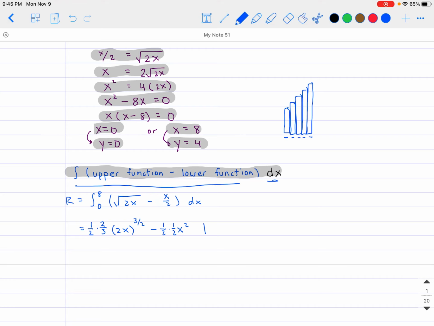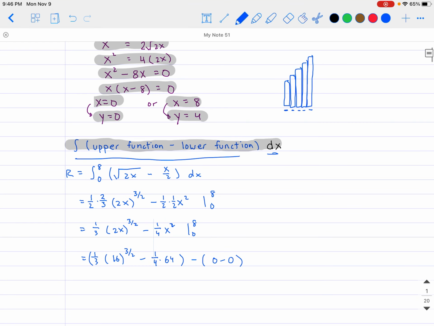And now we look at the boundary from 0 to 8. So we'll just go ahead and clean this up a little bit before we actually plug everything in. That's going to give us 1/3 multiplied by 2x raised to the power of 3/2 minus 1/4 times x squared. Now we're going to plug in the boundaries of 0 to 8. We're going to plug in 8 first. We'll have 1/3 multiplied by 16 raised to the 3/2 minus 1/4 multiplied by 64. And that's my upper bound. Minus for the lower bound, well, we kind of lucked out in this case. Looks like it's just going to be 0 minus 0.